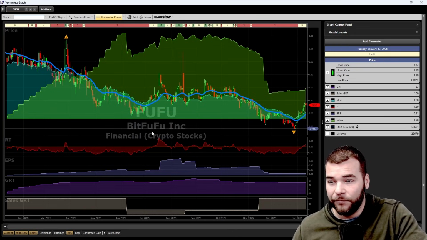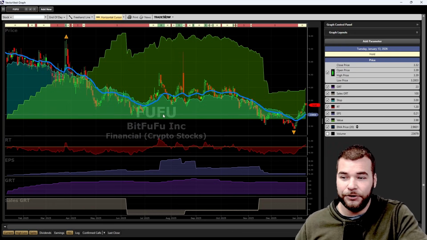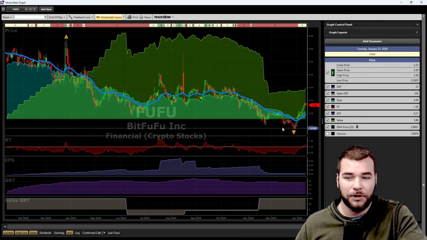Now here's another one. We've got BitFuFu, FUFU, a pretty interesting ticker symbol here. Look at valuation, rising. It did drop quite a bit, but overall it's higher than it was 12 months ago. Price action, upper left to lower right, not what I'm looking for. So I'm going to skip this one.